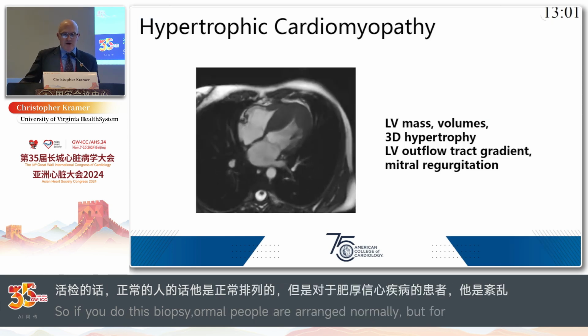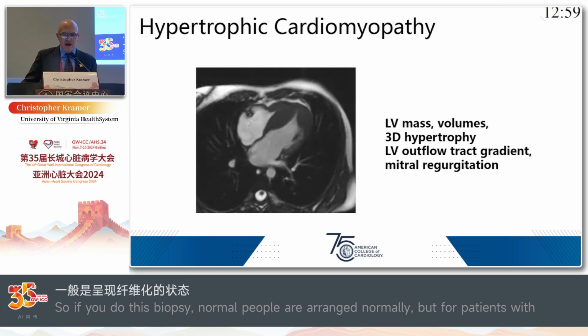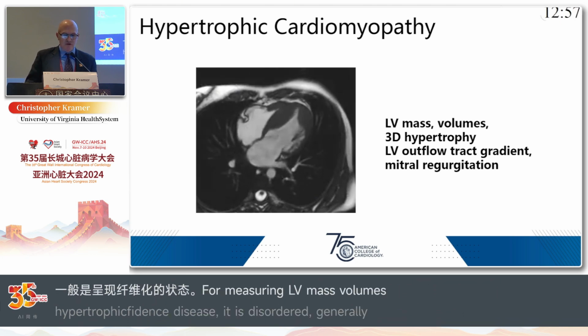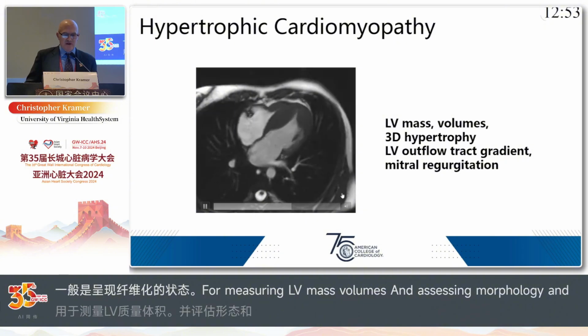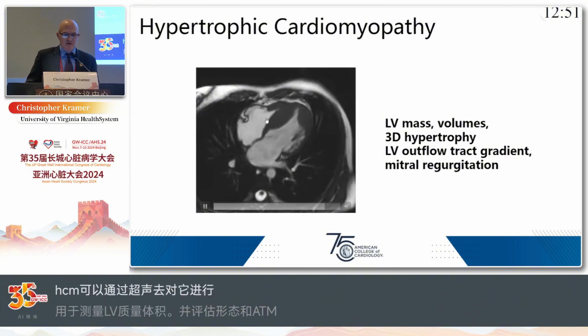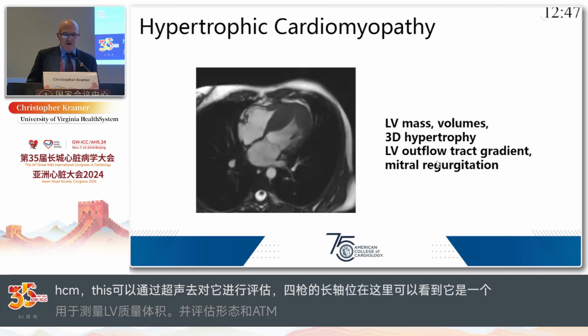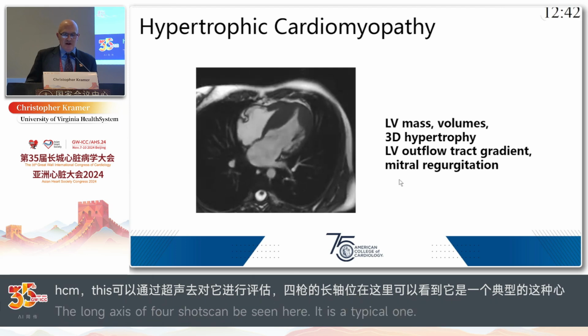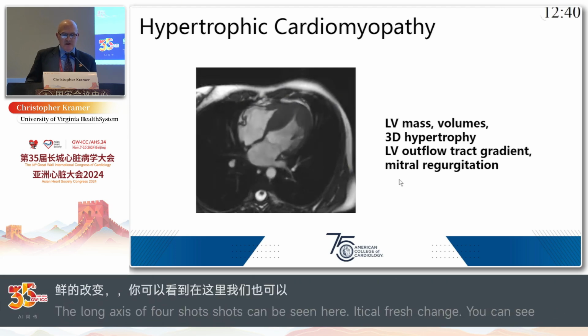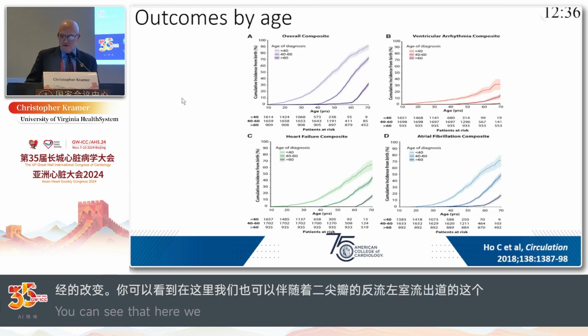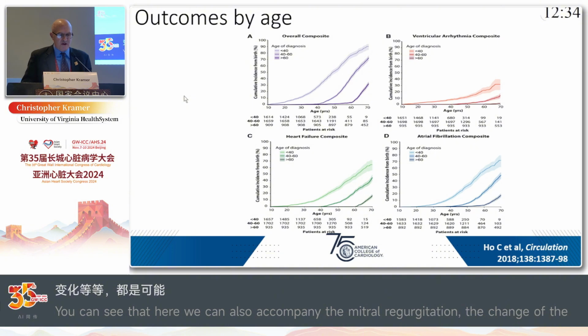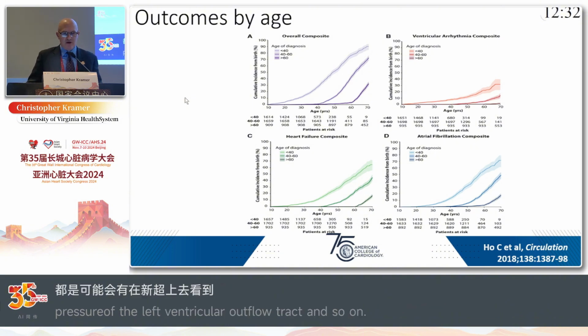So CMR is the gold standard for measuring LV mass, volumes, and assessing morphology in HCM. This is a 4-chamber long axis image set in a patient with reverse septal curvature and apical, kind of mixed morphology. We can measure LV outflow tract gradient and mitral regurgitation, but that's really the area where echo shines. But measuring scar in the heart is important with CMR.